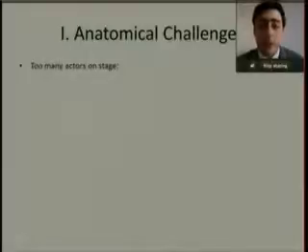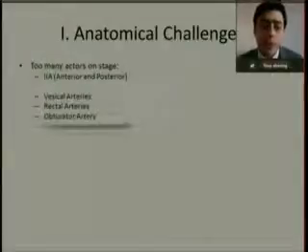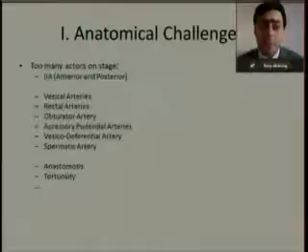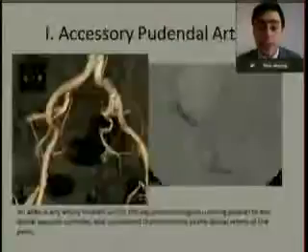There are a lot of arteries in the pelvis. We have the anterior and posterior branches of the internal iliac artery that have many variations. And we have the vesical arteries, the rectal, the obturator, accessory pudendals, deferential, spermatic arteries, and we still have a lot of anastomosis and tortuosity of the arteries. And never forget, we can have very, very different anatomy, very different prostatic artery origins.